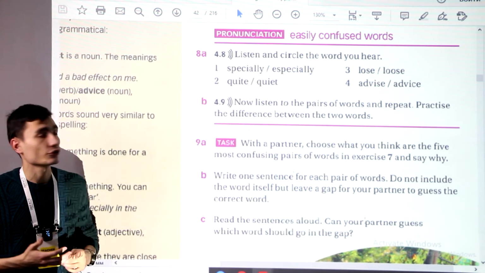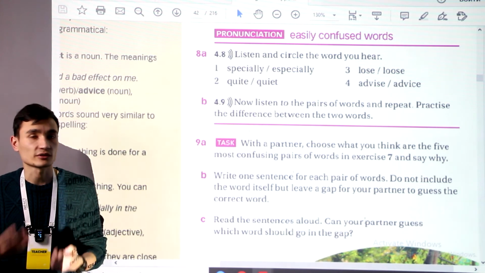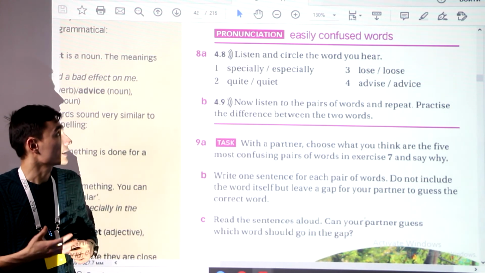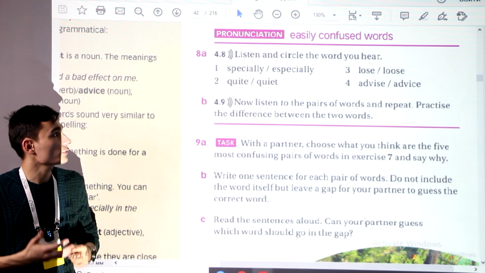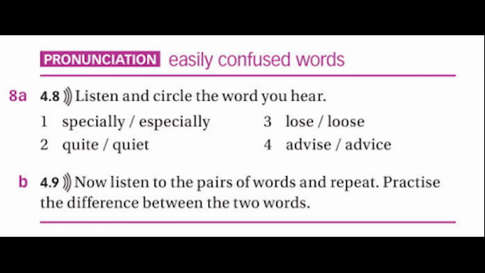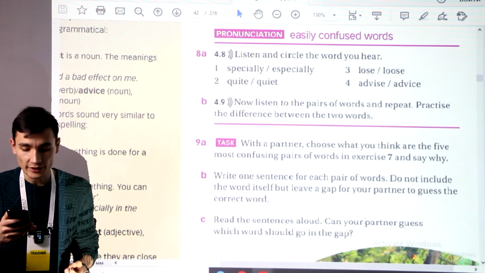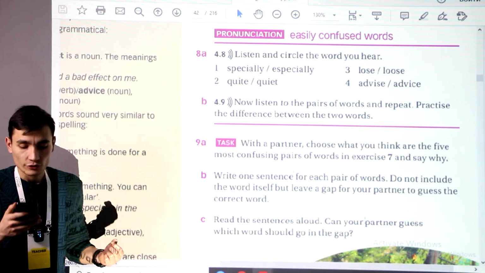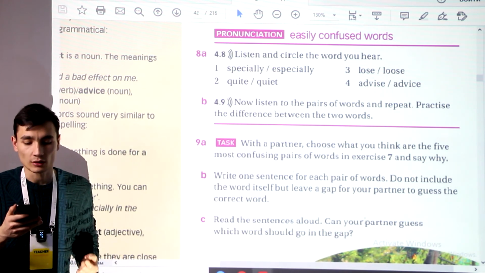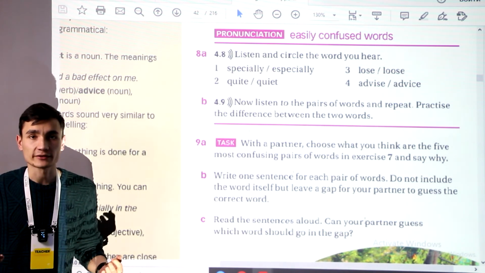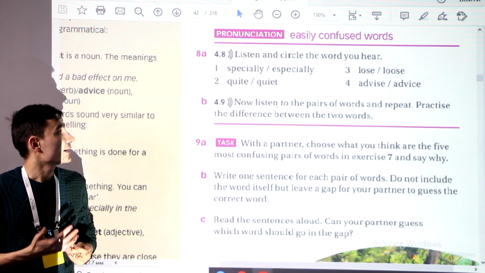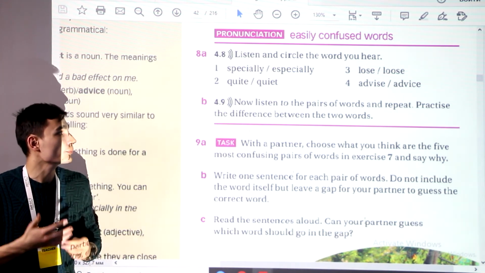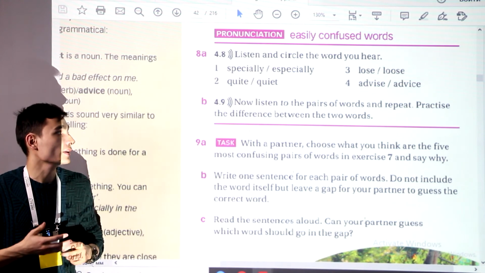Pronunciation. Easily confused words. Now we learn how to pronounce these easily confused words. Exercise 8a. Listen and circle the word you hear. And now, as you see, the answers are 1. especially, 2. quiet, 3. loose, 4. advice. Exercise 8b. Now listen to the pairs of words and repeat. Practice the difference between the two words.